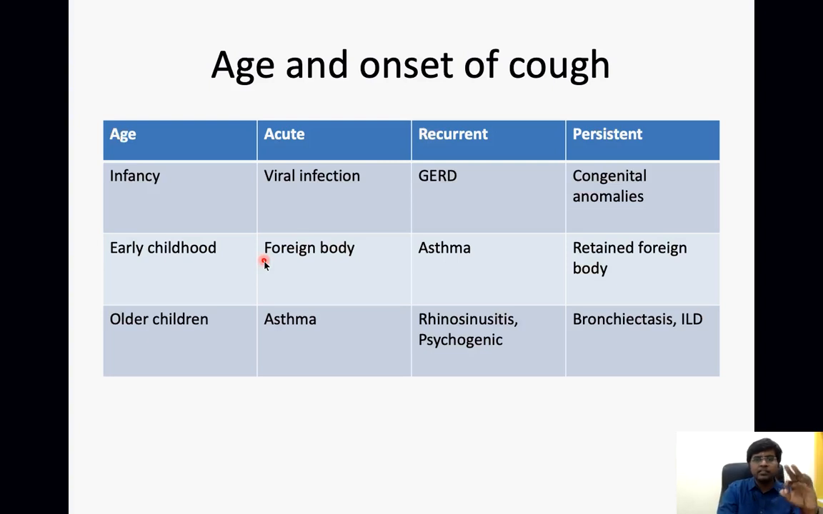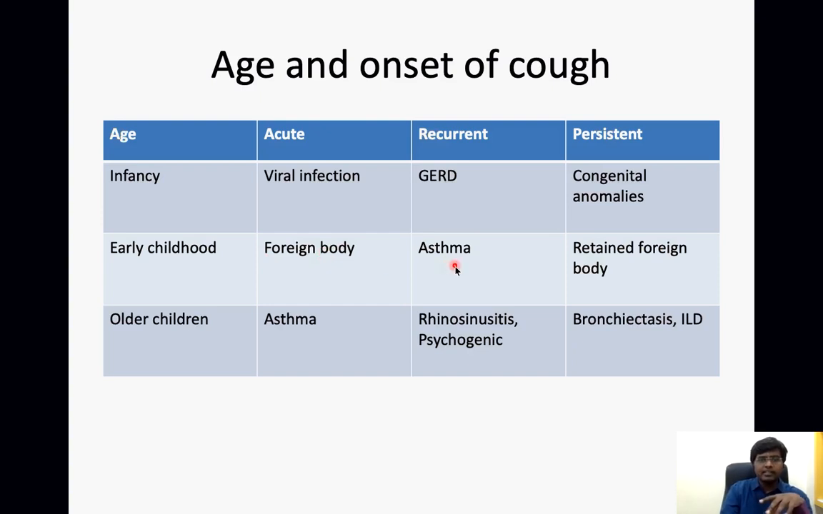The first thing to think of is a foreign body, especially when there are two siblings, and an older sibling who is very naughty might put a foreign body, for example a peanut or a small hard stone, in the younger child's mouth. That might be aspirated into the trachea, leading to recurrent cough in that child. So in an acute setting, think of foreign body aspiration.